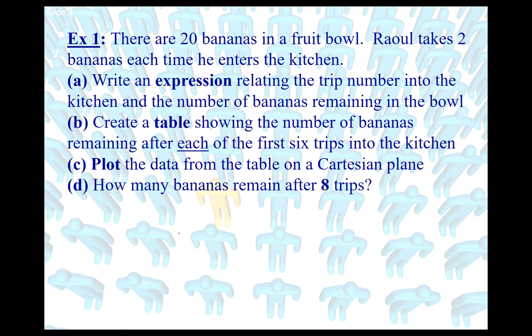Okay, this is hard. What it's asking us to do is build an equation that we can use to calculate how many bananas are left in the bowl based on how many trips are made into the kitchen. So to make an equation, we have to pick some variables and define them. I'm going to say let t equal the trip number, and then let b equal the number of bananas remaining.